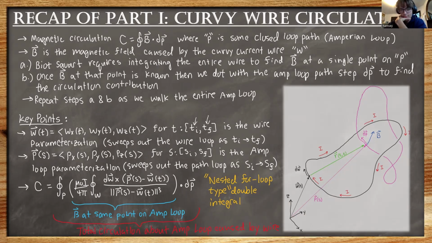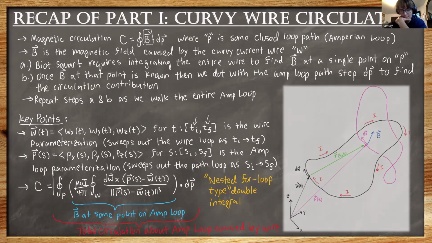So at this point, to calculate the circulation, it looks easy up here, but then we realize we need to do a wire loop integral for every B value we need. So all of a sudden, this B turns into this thing. That's the B field at some point on the amp loop. Once we have that total B field at that one point on the amp loop, we dot it with dP like we've discussed, and then we take a step and do it again.